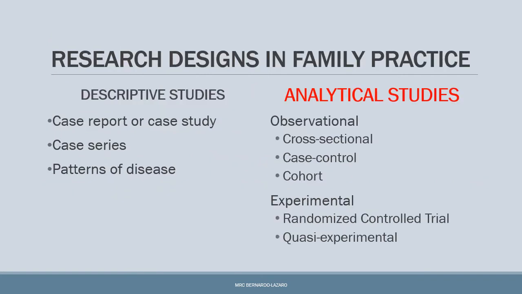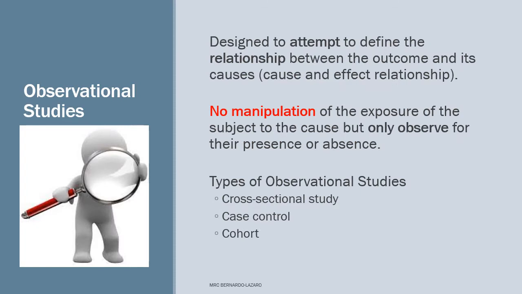Next we go to analytical studies, where you have observational studies and experimental studies. Observational studies are research investigations that attempt to establish associations between exposure factors and outcomes without any manipulation of the exposure of the subject. There are three types of analytical observations: cross-sectional, case control, and cohort studies.